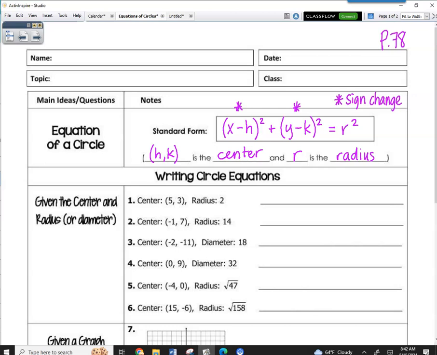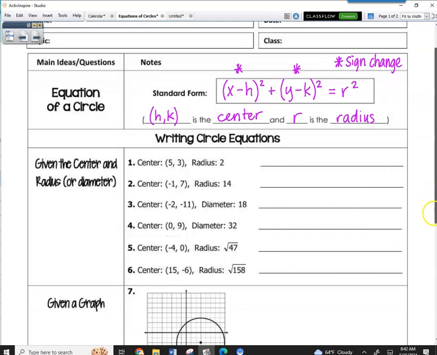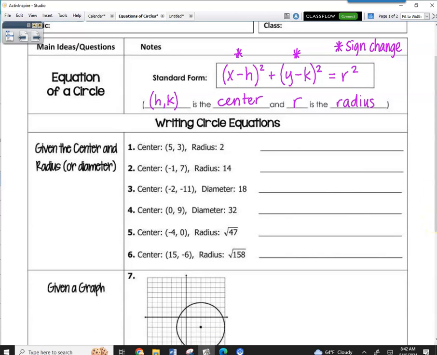Now, for right now, you might be thinking, what does that mean? Let's go to an example and you'll see what it means. We're going to start simple where we are given the center and the radius and we have to write the equation, which means they're telling you h, k, and r, and you're plugging it in. The only thing you have to remember is on h and k, there's a sign change. So here we go. We're going to write this format. You only plug numbers in for h, k, and r when you're writing the actual equation.